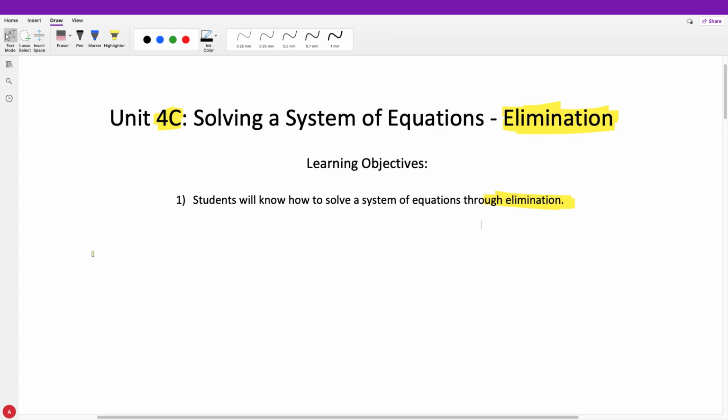Once we're done going through these, when you get questions, you're going to be able to choose which method you want to use. If you find substitution to be the easiest, then go ahead and use that every time. If you find elimination to be the easiest, once again, go ahead and use that every time. It is completely up to you how you're going to solve this.